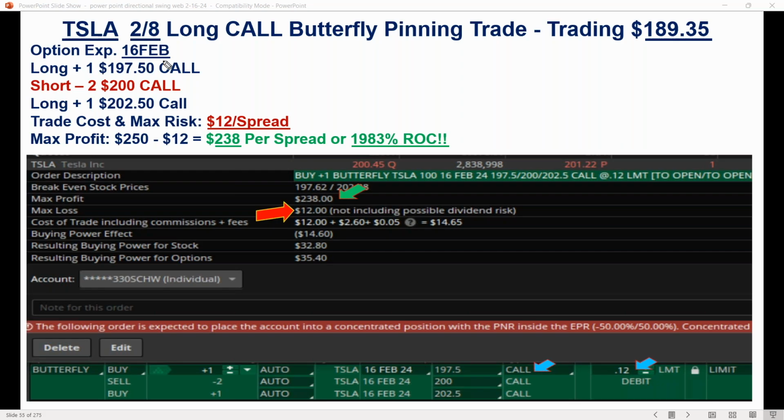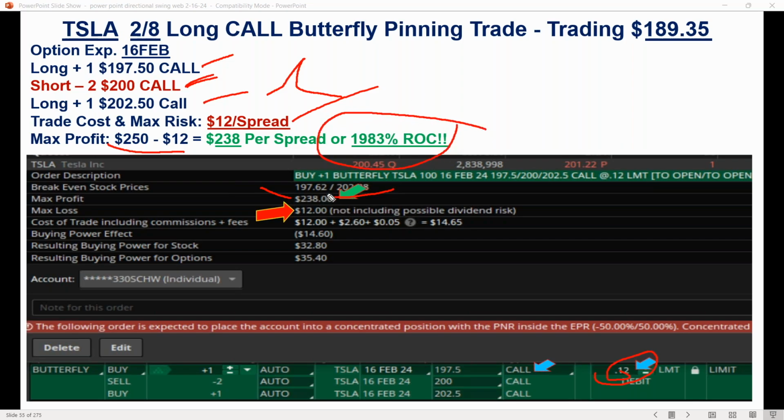Of all the different option strategies, the butterfly will give you the highest potential returns on your risk. And that shows out on this one. So I bought the 197.5 call, sold the 200, bought the 202.5. So really a $2.50 wide butterfly. Total risk 12 cents. So that's $12 per spread. Potential profit is the $250 wide spread less your cost, $238. That would be the 1,983% return.